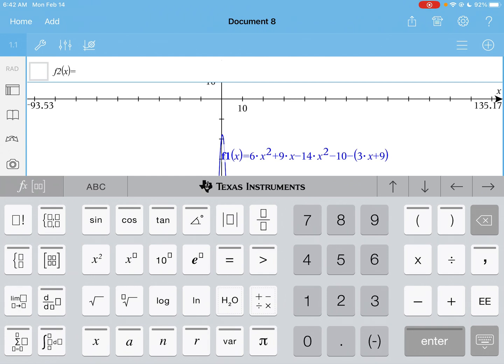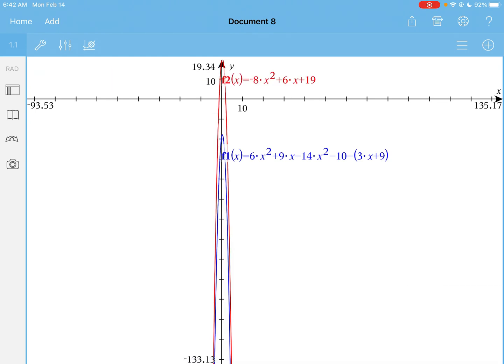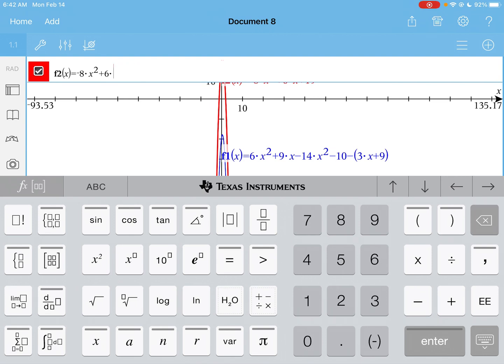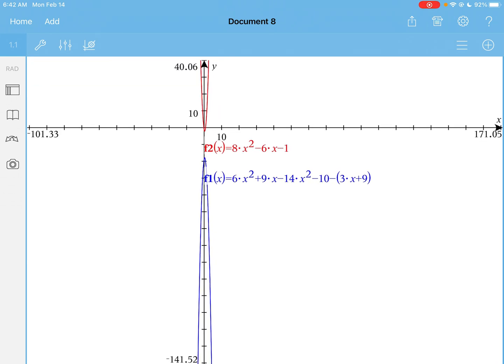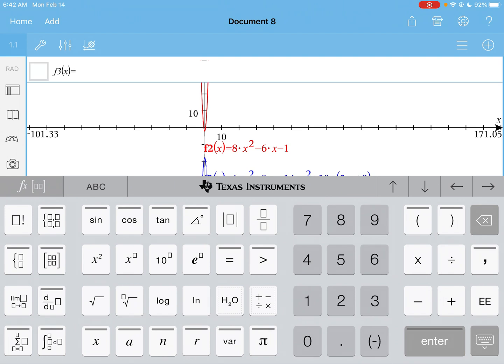So I'm going to go ahead and type in answer choice A. To do that, you just hit the tab button and it lets you type it in. So I have negative 8x squared plus 6x plus 19. I do that, press enter. Notice how that red does not cover it up. So the answer choice A is not our answer. So I'm going to hit tab, then go up and erase that answer choice and type in answer choice B, which is 8x squared minus 6x minus 1. Press enter. Notice that red up there does not cover my blue. Not our answer.